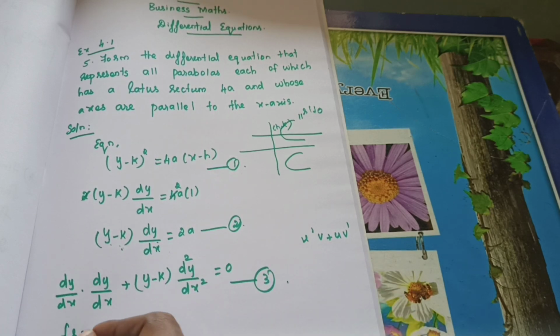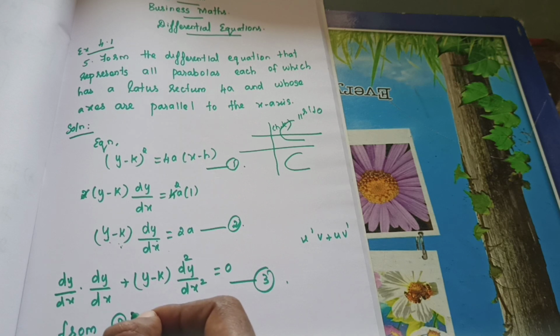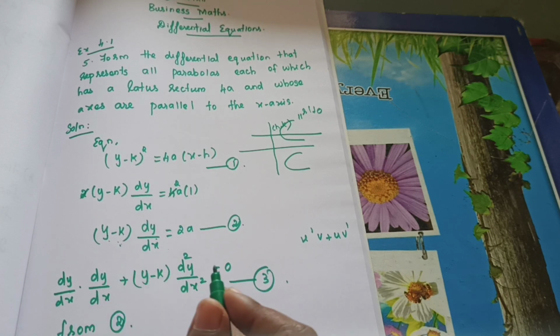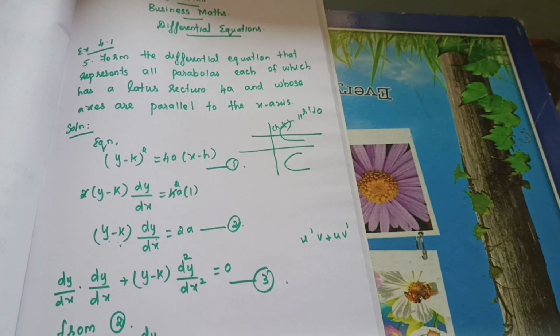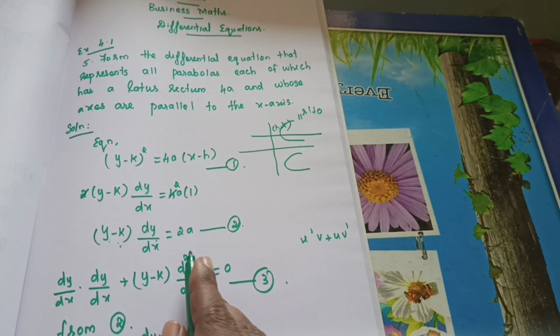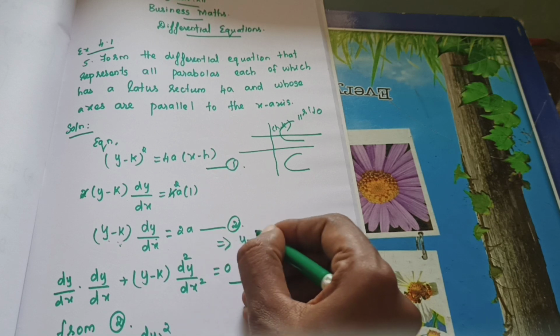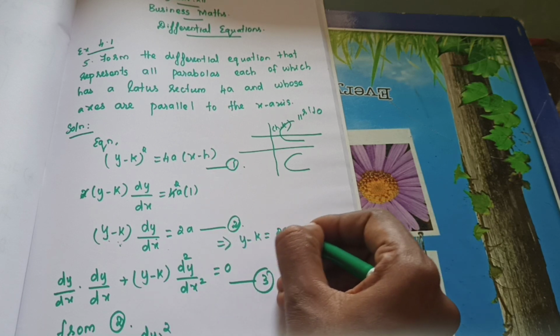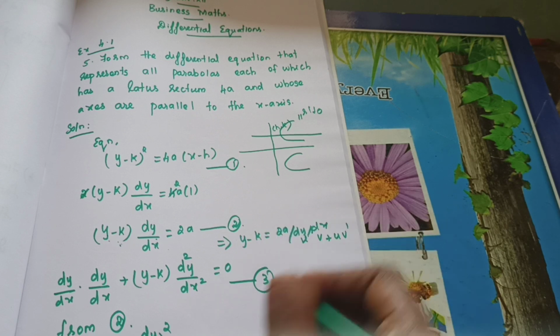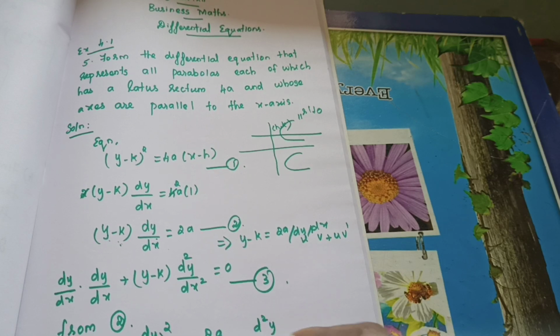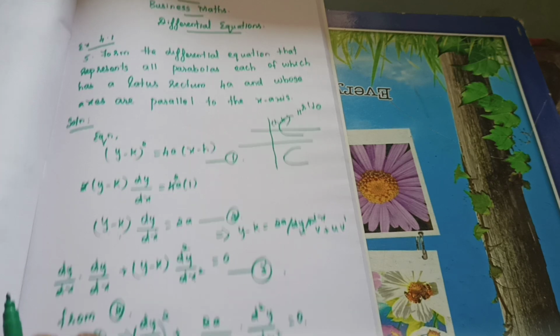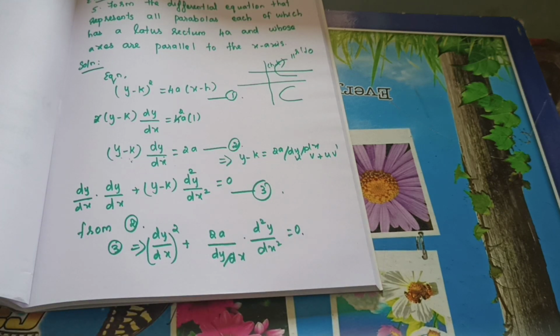Okay, so now from 2 and 3, we have dy by dx the whole square. From here you can find the value of y minus k. What's the value of y minus k? It is equal to 2a by dy by dx. Now substitute this value here: plus 2a by dy by dx into d square y by dx square is equal to 0. Understand? Substitute this value here.